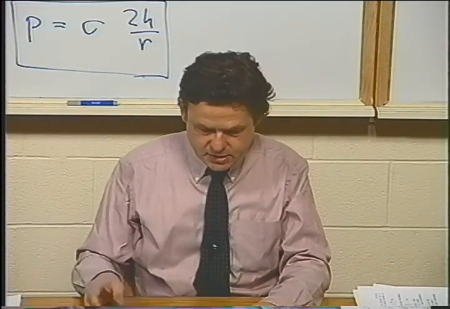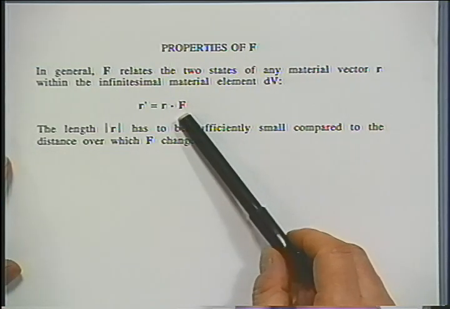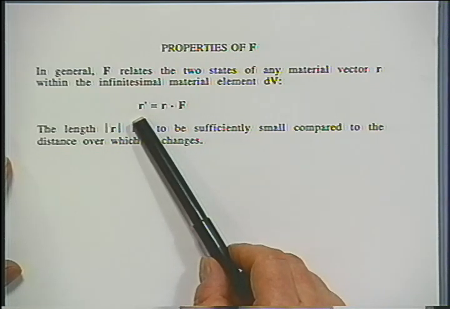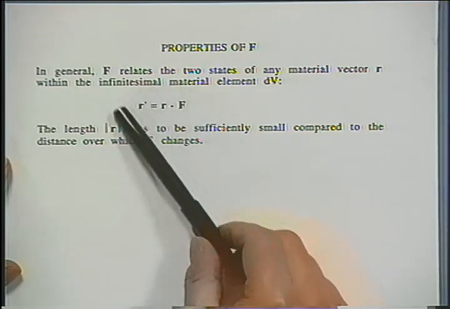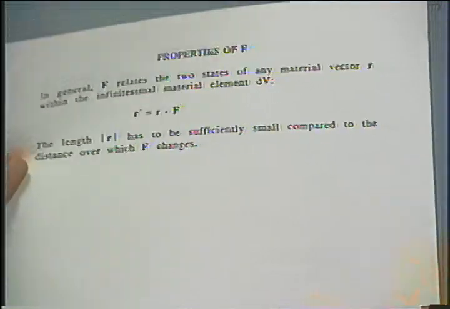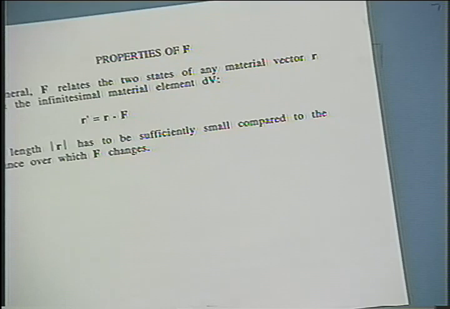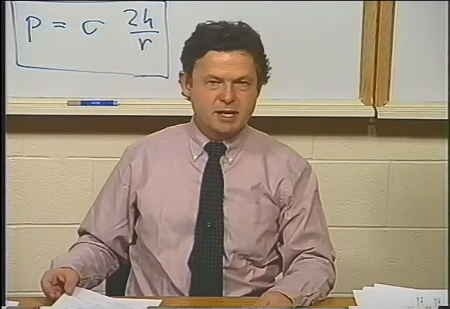In general terms, we could say that F relates an infinitesimal material vector at two states, say state prime and state without prime. I'm using this type of formulation here and in the following. So far about the properties. Now let's do some calculations with that.